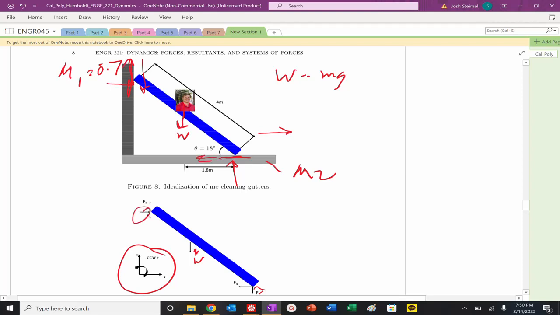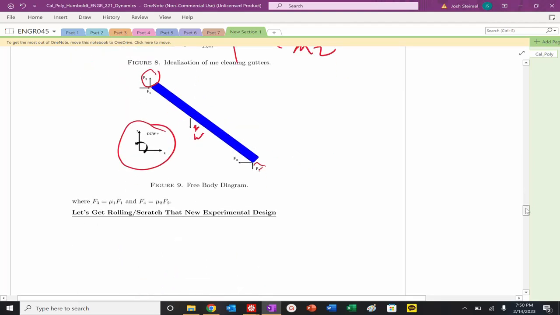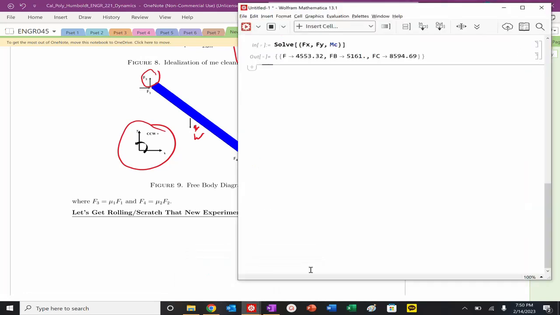We have F3 right here, which is our friction opposing the ladder sliding down. And we have F4 right here, which opposes the ladder slipping out in this direction. So I've got my free body diagram. I freed the body. Now it's time to write out our equilibrium expressions.